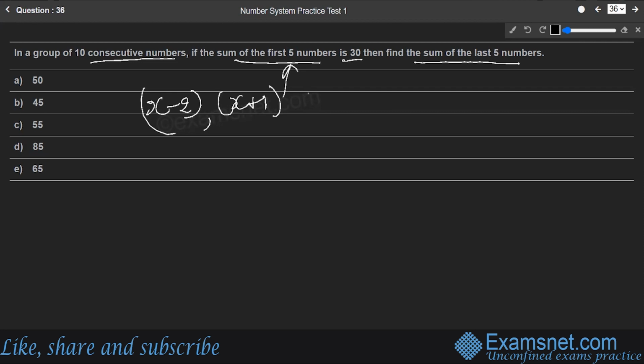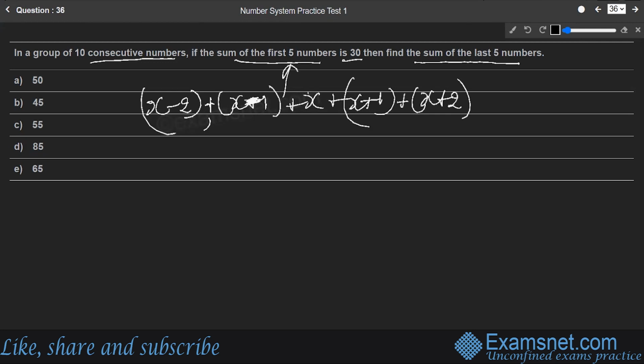So x minus 2, x minus 1, x, x plus 1, and the last number should be x plus 2, like that. These are the 5 consecutive numbers. He says the sum of these 5 numbers is 30. So let us try to add them. If you add them together, he says the sum should be 30.